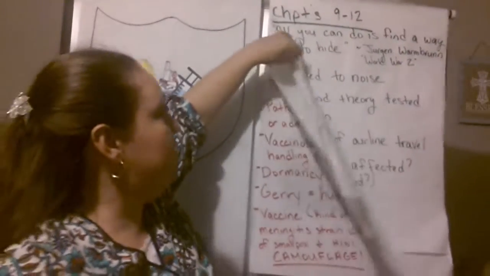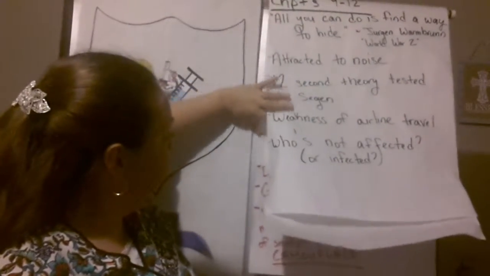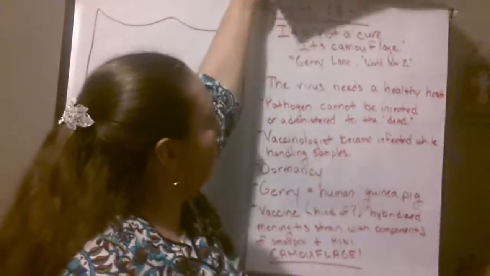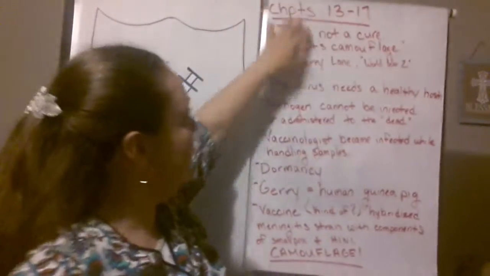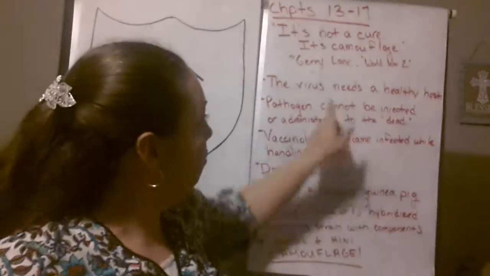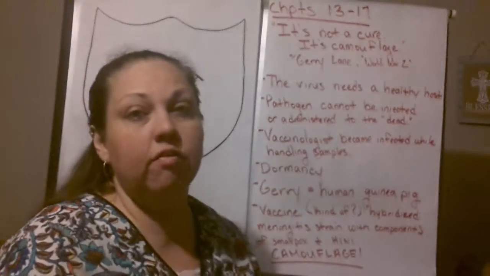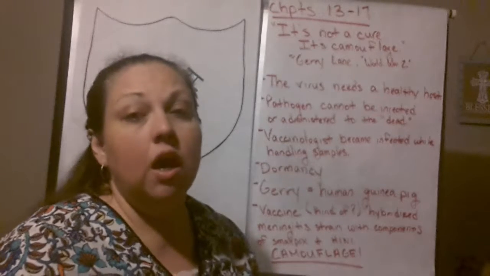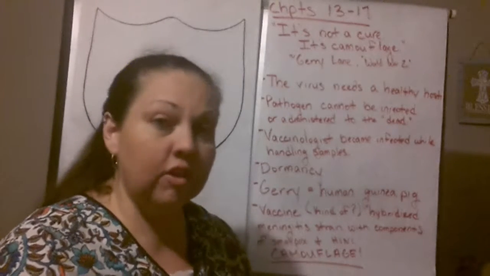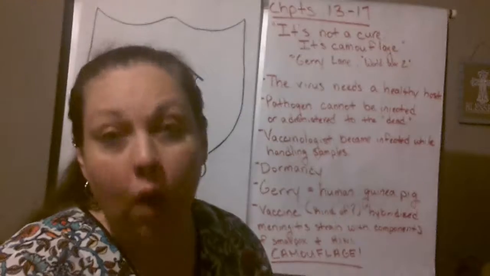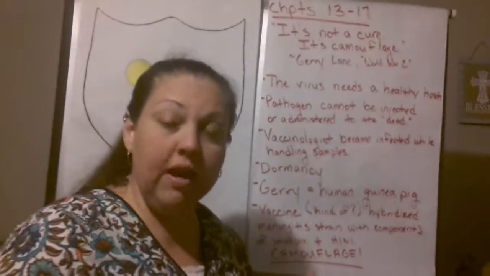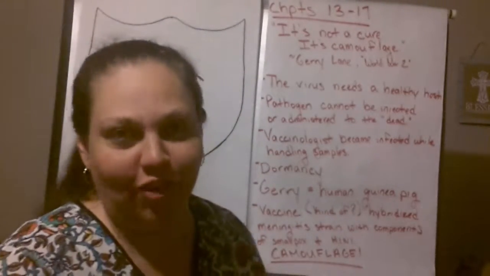Now we're on to the last one. Last chapter here, so chapters 13 through 17. And we're going to Jerry Lane's line, it's not a cure, it's camouflage. So he's looking for some way to camouflage, to not necessarily cure it, but camouflage the people that are well, so it doesn't attract those, right, that are trying to eat them, essentially.